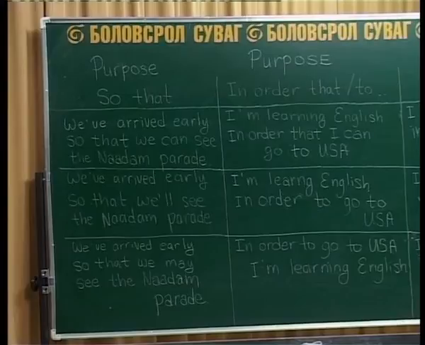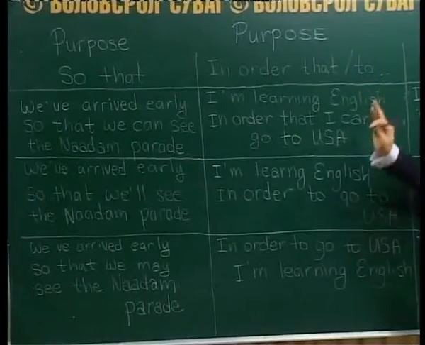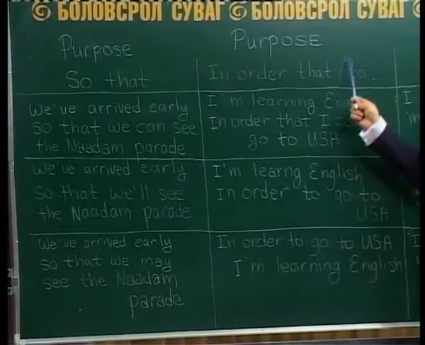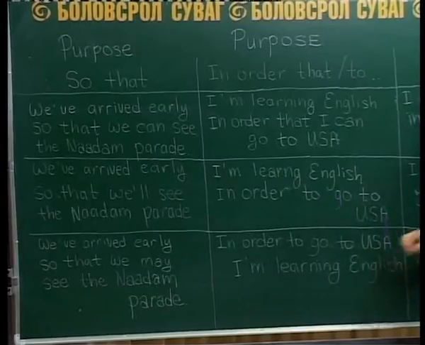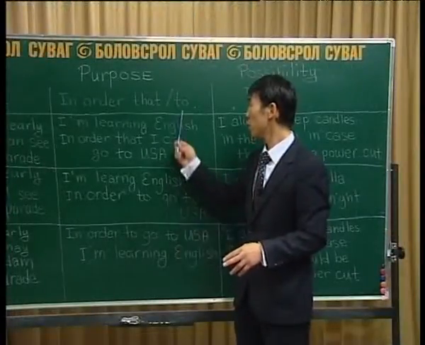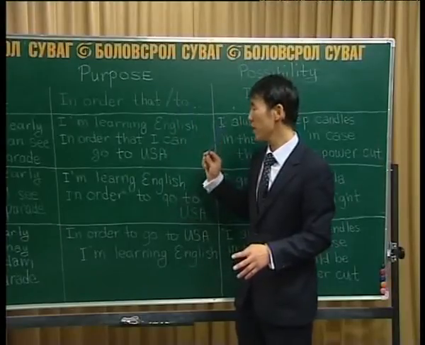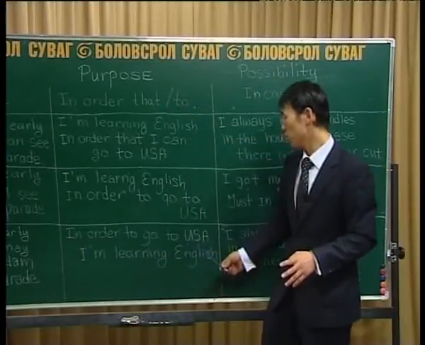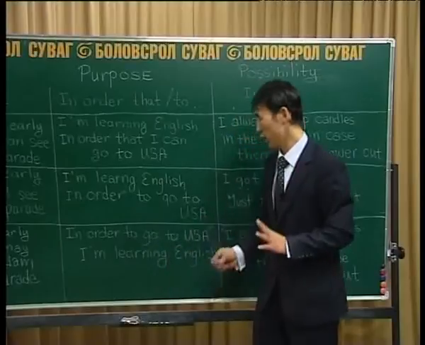Next. I'm learning English in order to go to USA. In order to, we use this one, to, not that. In order that go, no. Here, in order to go to USA, go is a verb, so you are using to. Understand? Next one: in order to go to USA, I'm learning English.